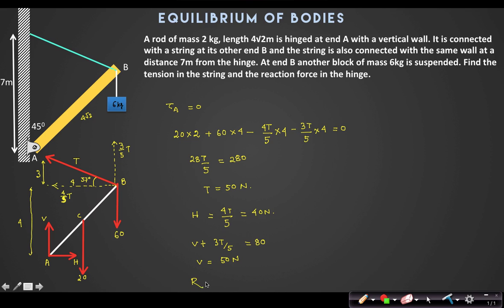So the reaction force is equal to the resultant. It is root over 40 squared plus 50 squared, which is 10 root 41 Newton. That is the answer of this question.